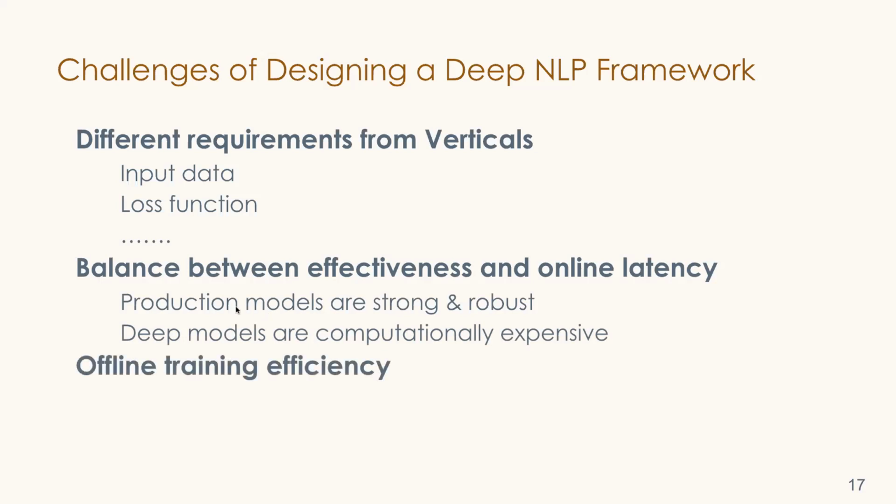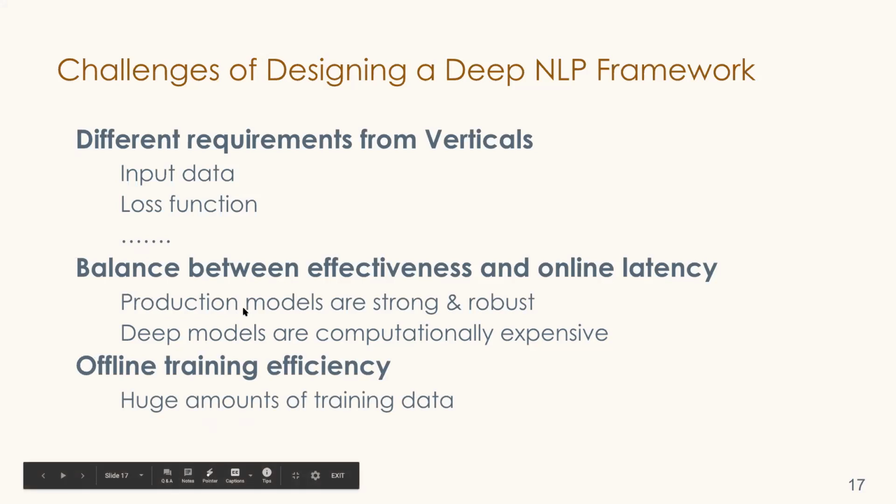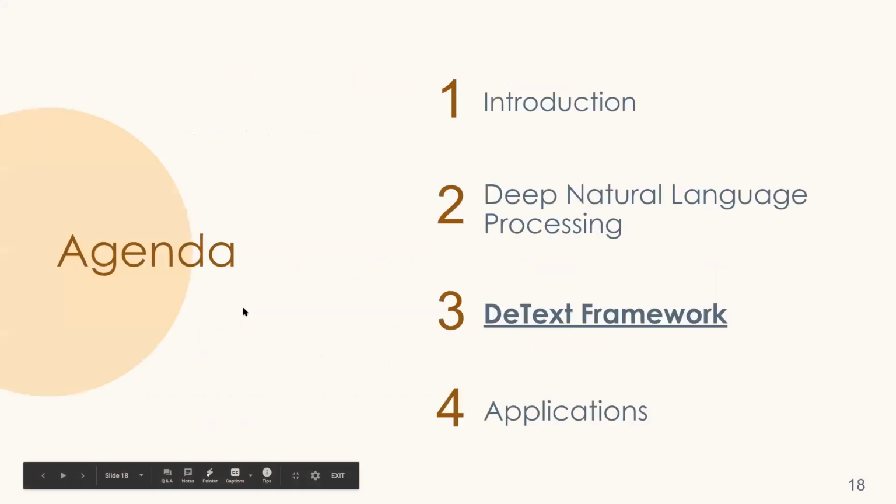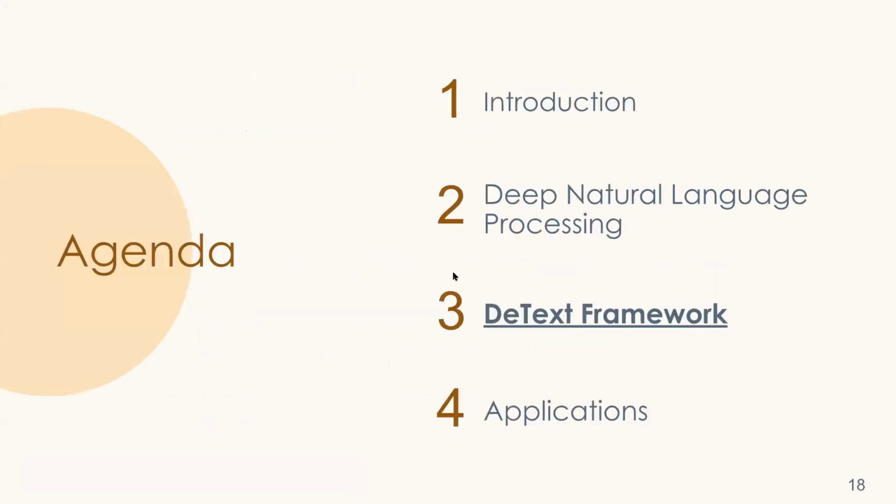At last, usually the search and recommender systems are trained on millions or even billions of data points. So the offline training needs to be fast in order to allow, for example, hyperparameter tuning. So these are the major challenges we are facing. With that, I will hand over to Xiaowei and Star for the detailed design of the DeText framework.